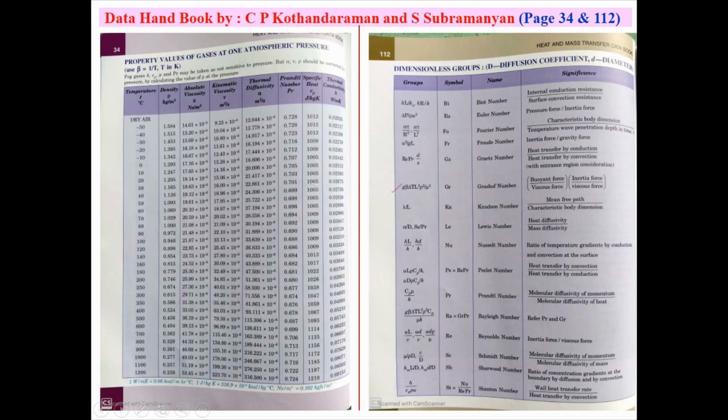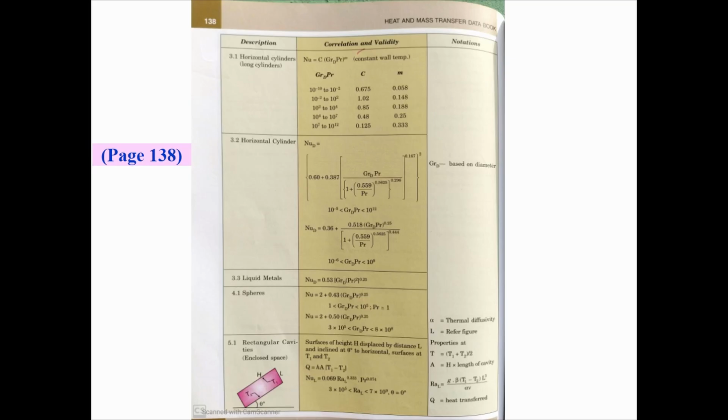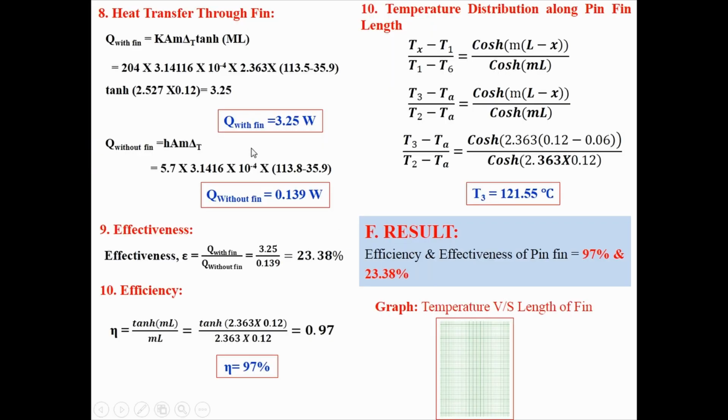Okay, then you have to calculate the heat transfer through the pin. How to calculate heat transfer through the pin? We have an equation, that is Q with pin, the heat transfer with pin, is equal to square root of (h P K A) into delta T into tanh(mL). It is small m and capital L, you have to make it correct. Okay, this is small m into L.